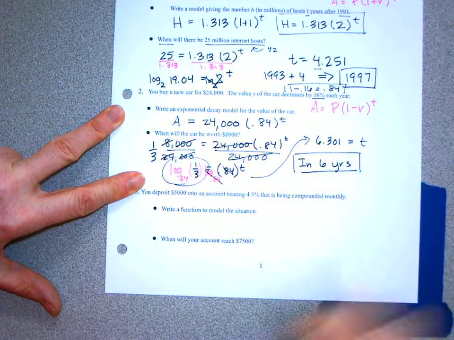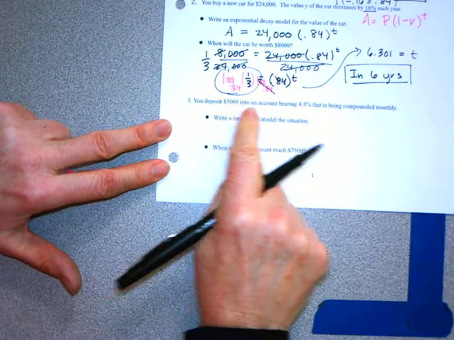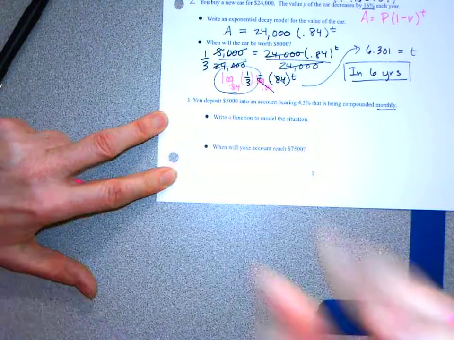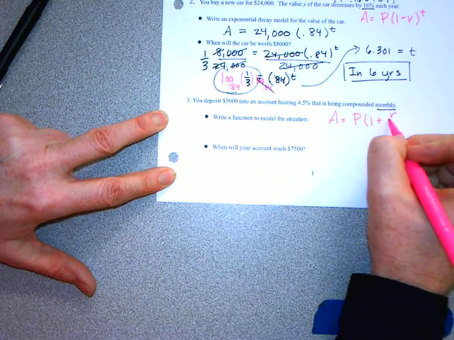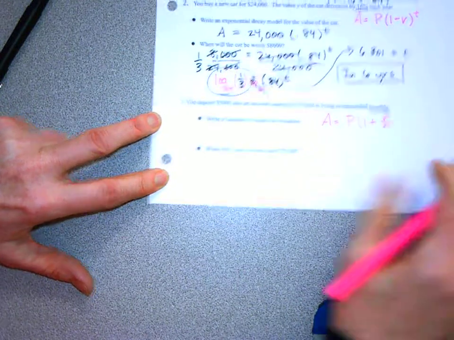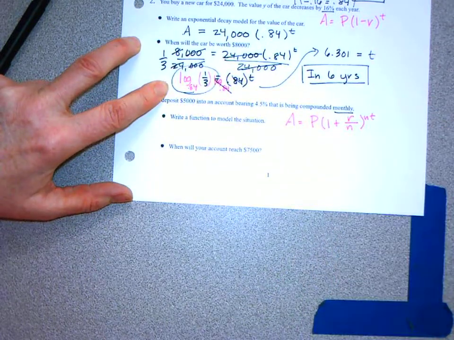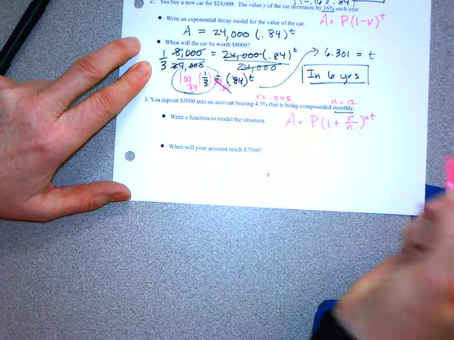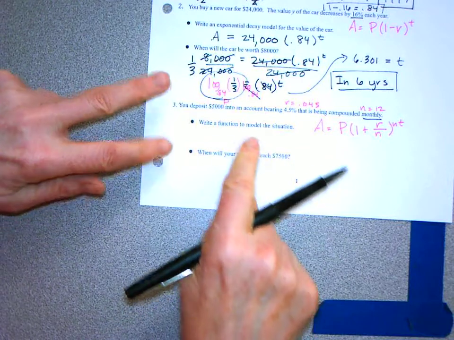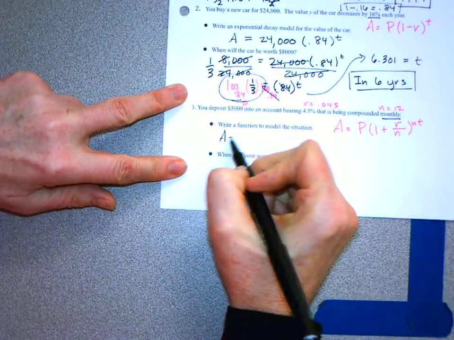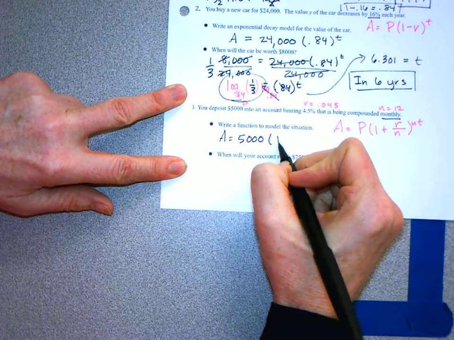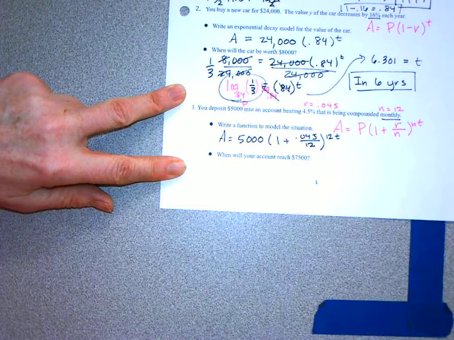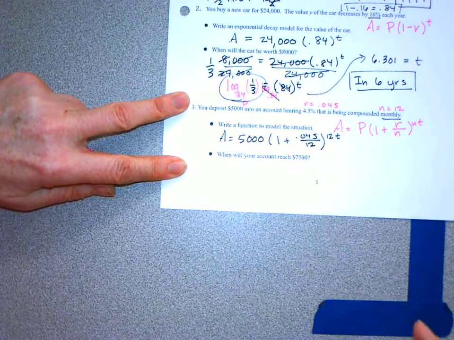You deposit $5,000 into an account at 4.5% that is being compounded monthly. What formula should come to your mind? Well, A equals the initial amount, P, times 1 plus r over the number of times I'm compounded per year, n. Okay, n is 12. R equals 0.045. Okay, I'm going to make a model. A equals 5,000 times 1 plus 0.045 over 12, to the 12t. Okay, that's my model.